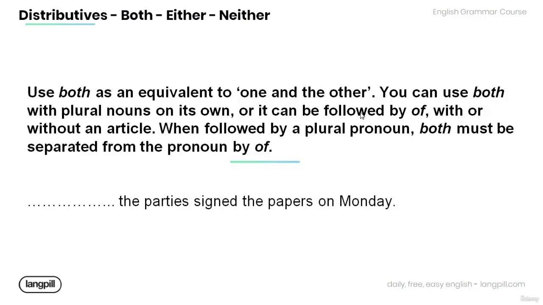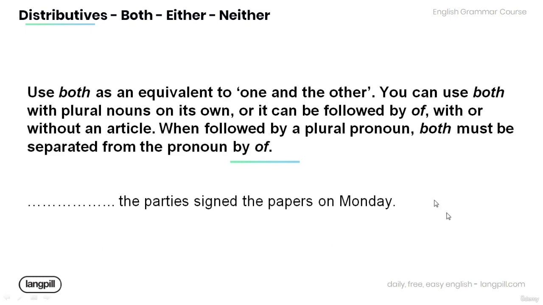Now, let's review and practice a bit. Remember that we use both as an equivalent to one and the other. And you can use both with plural nouns on its own, or it can be followed by of, with or without an article. Now, when followed by a plural pronoun, both must be separated from the pronoun by of.